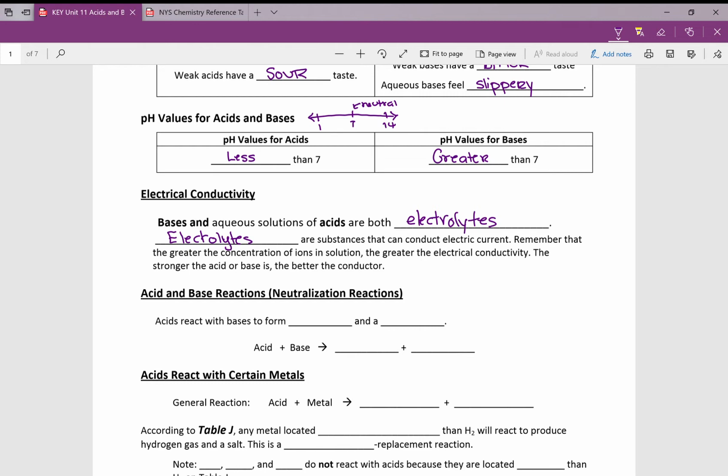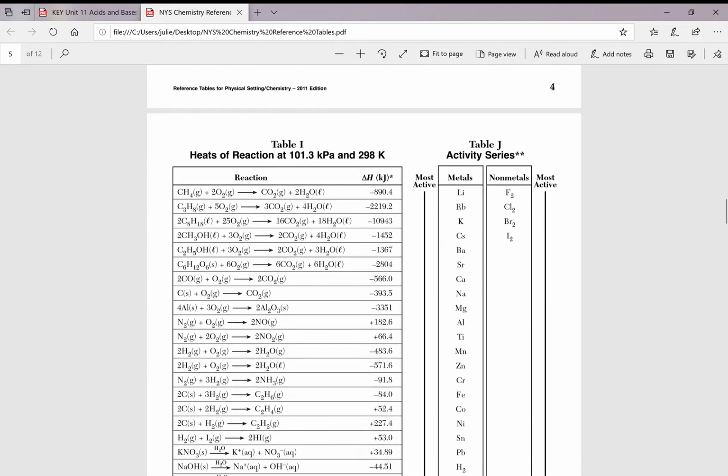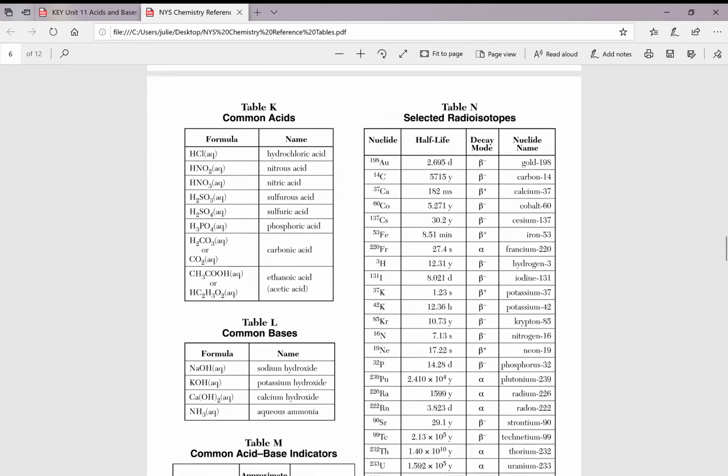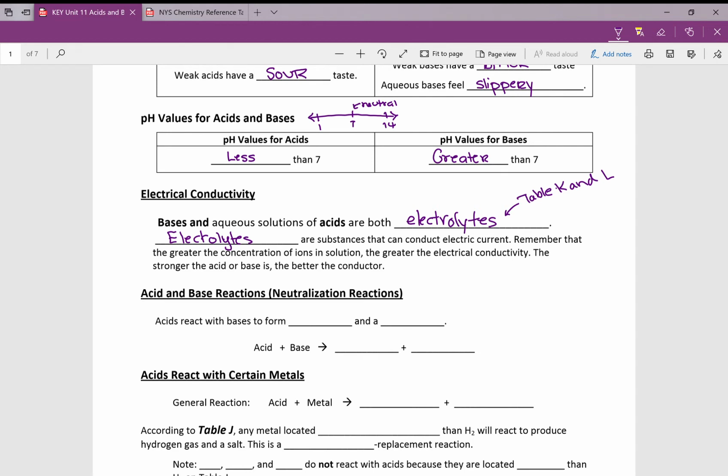One thing to always check with acids and bases is Tables K and L. Anything on Tables K and L, which is a series of acids and bases that the reference tables give you, which I'll pull up right now, those are going to be your electrolytes. Also keep in mind, from previous units, that we also considered any ionic compound an electrolyte as well.